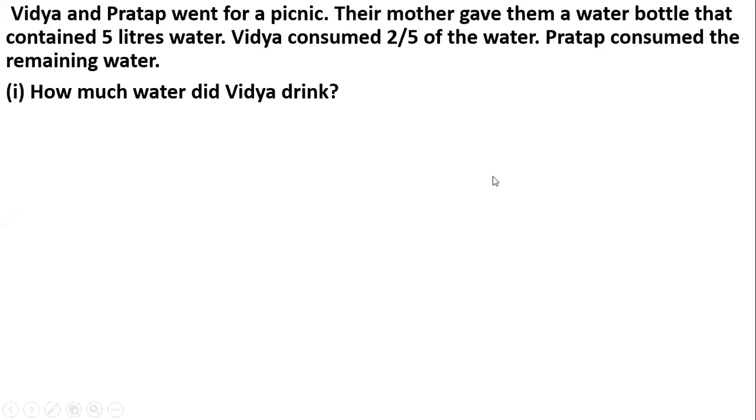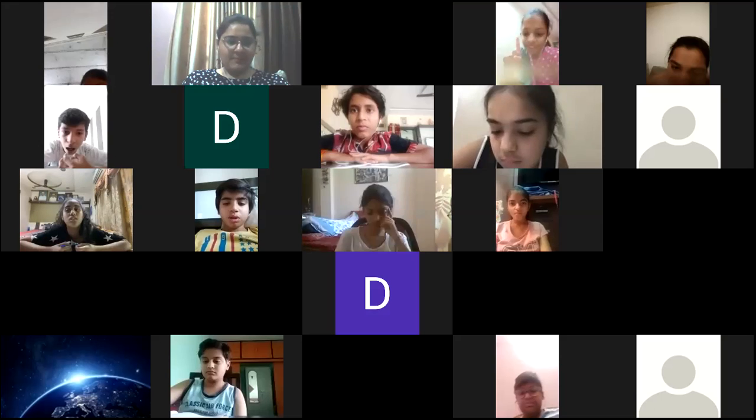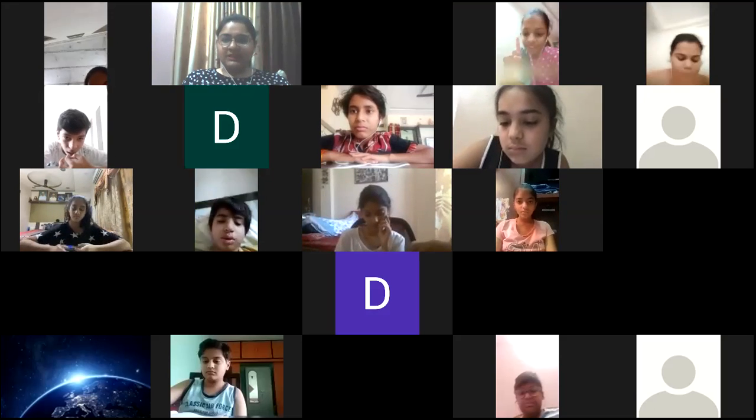Okay, so first you have to find out. Children, you will only answer. Okay, I'm telling you the question. Vidya and Pratap, they went for a picnic. Their mother gave them a water bottle that contained 5 liters of water. Vidya consumed 2 by 5 of the water. Pratap consumed the remaining water. You have to find out how much water did Vidya drink. What fraction of the total quantity of water did Pratap drink? Okay, so let me find out who is going to tell me the answer. Yes, who will tell me the answer?